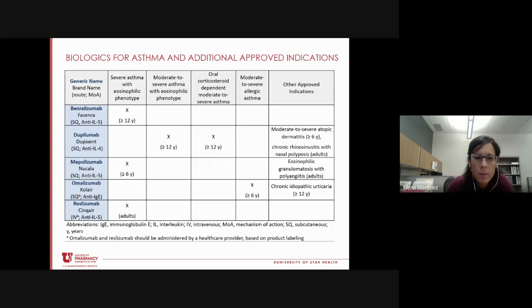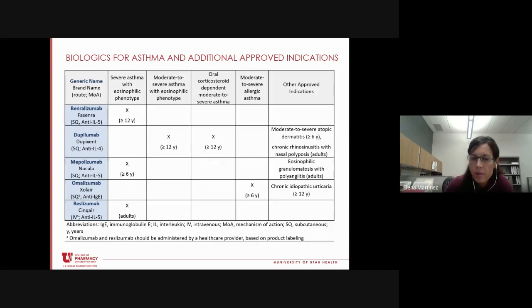Dupilumab and omalizumab are approved for moderate to severe asthma, dupilumab for eosinophilic phenotype or oral corticosteroid-dependent asthma, and omalizumab for allergic phenotype. Benralizumab, mepolizumab, and reslizumab are approved for severe eosinophilic asthma. Reslizumab is approved in adults only, and the others are approved in adults and pediatric patients of varied ages, depending on the product.